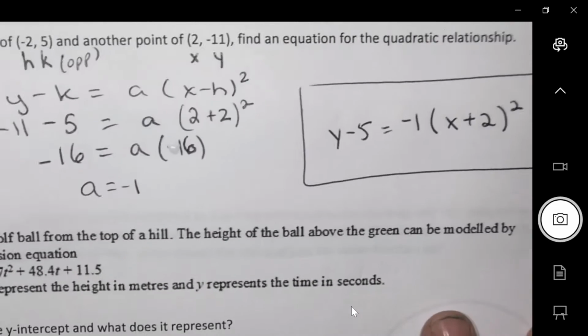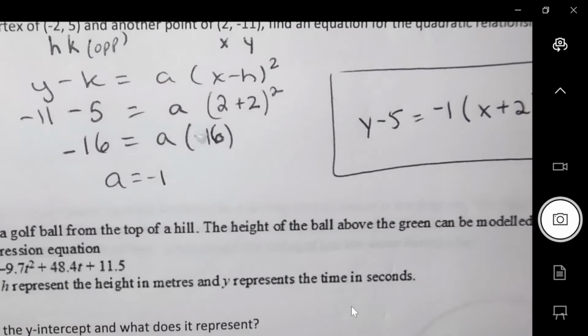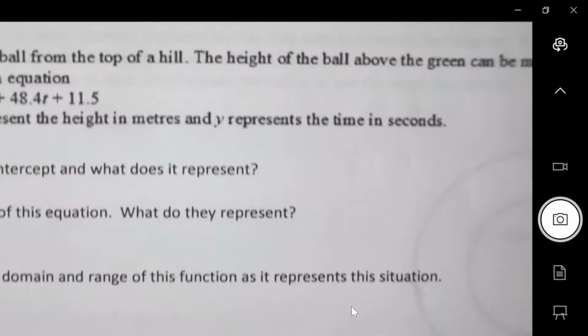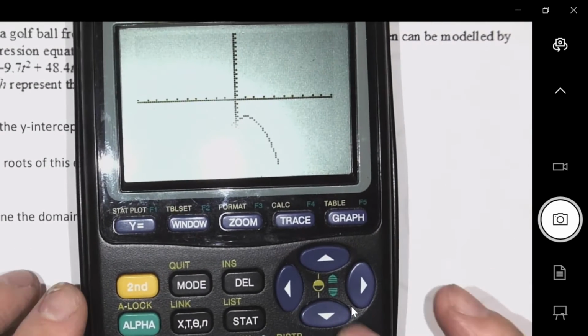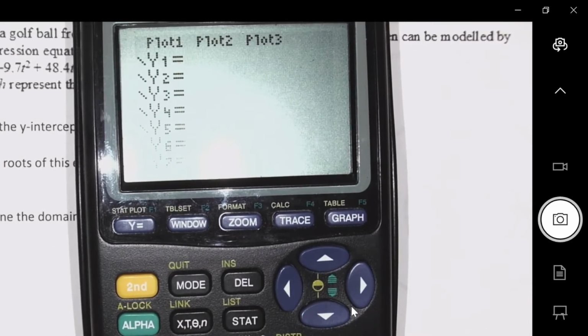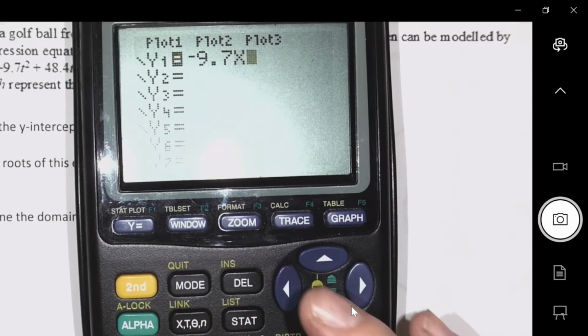Okay, I hit a golf ball from the top of the hill, so here's the equation of what happened. So h is the height of the ball and time is the t. So let's graph this. So y equals, and then let's graph it.